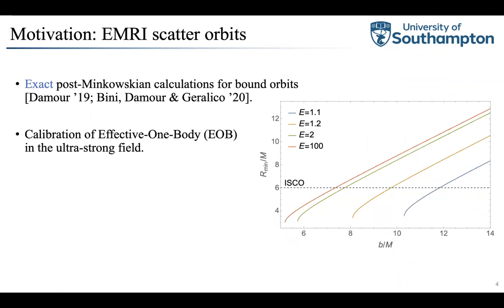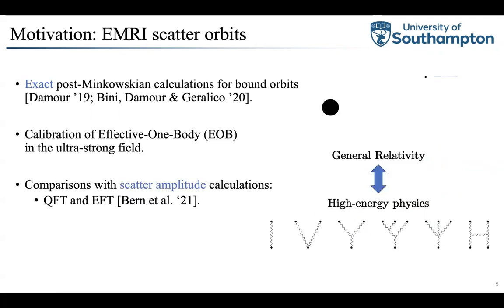If you look at the plot here, which is periastron against impact parameter, you can see that the scatter particles are highly penetrating, and even for relatively low energies the particle can dip well below the ISCO. This means that we can use self-force scatter orbits for calibration of effective one-body models in the ultra-strong field regime.